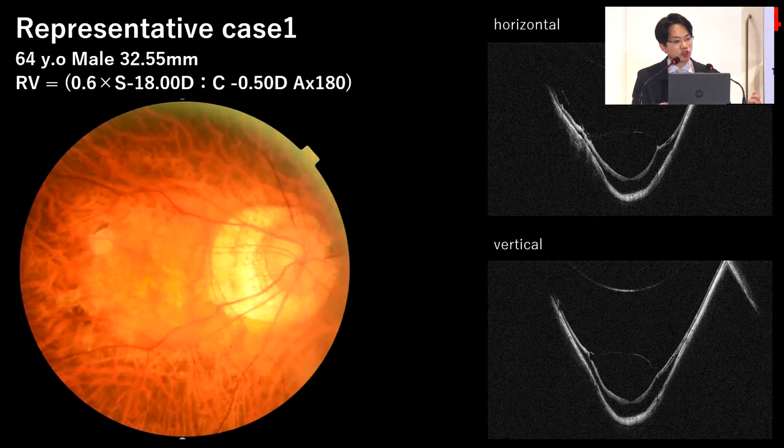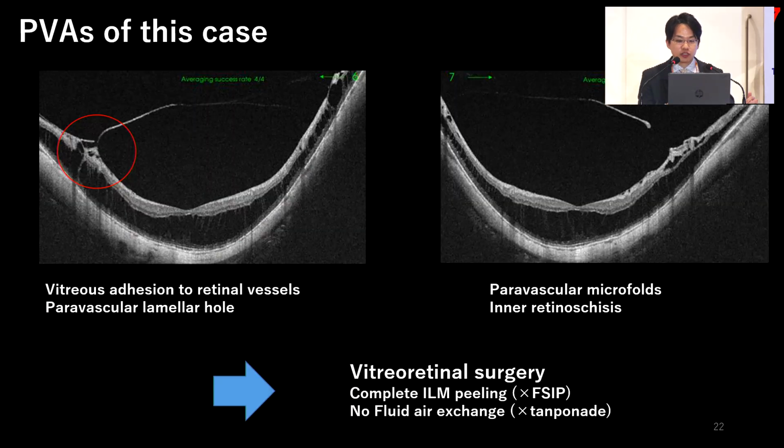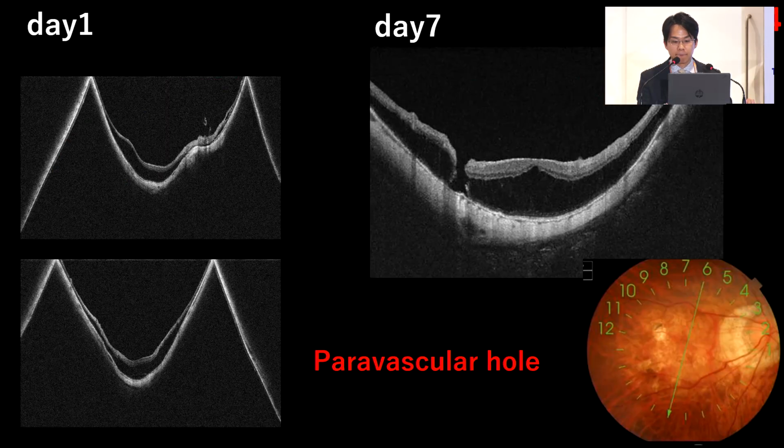From here, I will show you some representative cases of PBAs. This case is a 64-year-old male with 32.55 millimeter axial length. Using ultrawide field OCT, we could detect vitreous adhesion to the parabascular area. Vitreous humor attached to both sides of the vessels like a bridge. We could detect a parabascular lamellar hole and microfolds. Vitreoretinal surgery was conducted with complete island peeling and no tamponade.